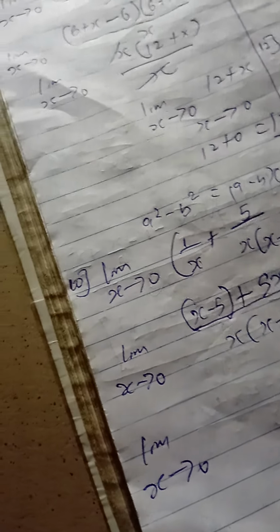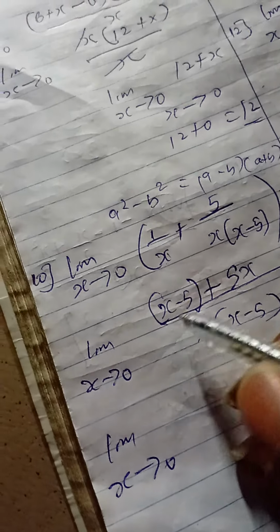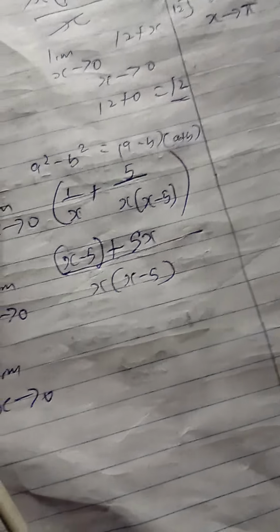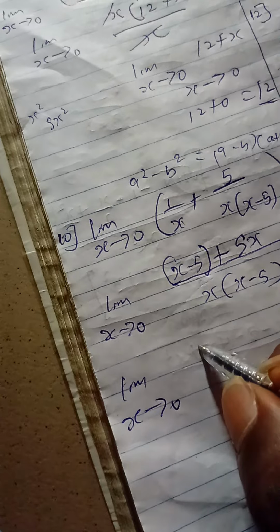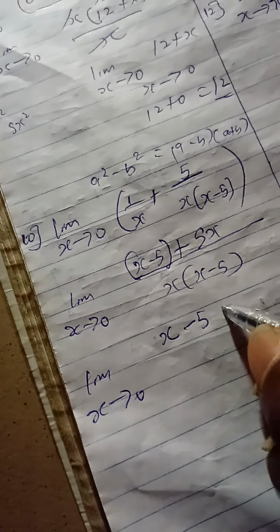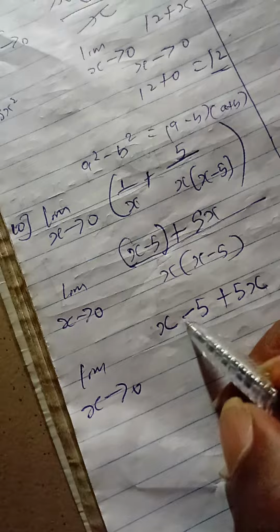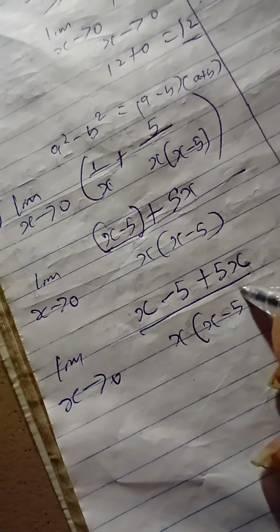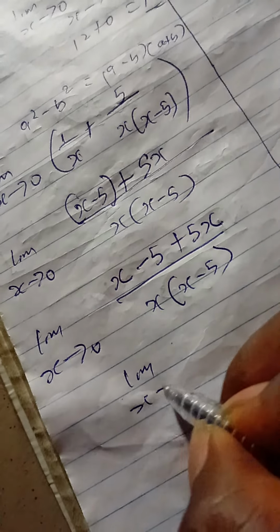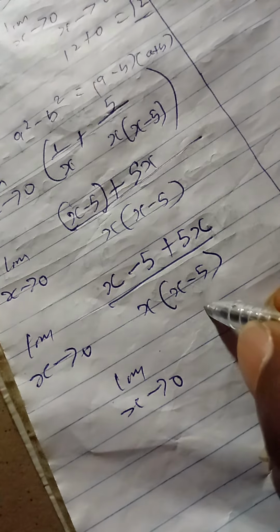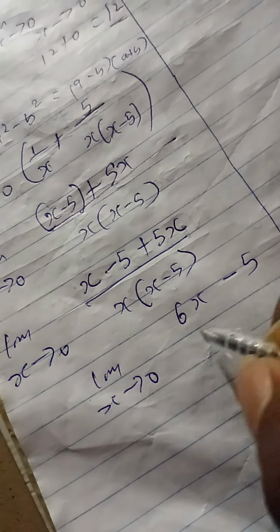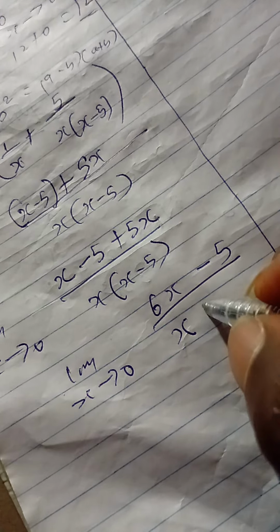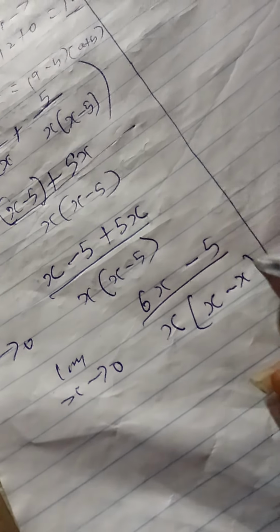Let's open the bracket. Do we have to? Yeah. X, I'm coming. So that's x minus 5 plus 5x over x into x minus 5 equals to limit as x tends to 0. X plus 5, that's 6x minus 5 over what? X over x into x minus 5.